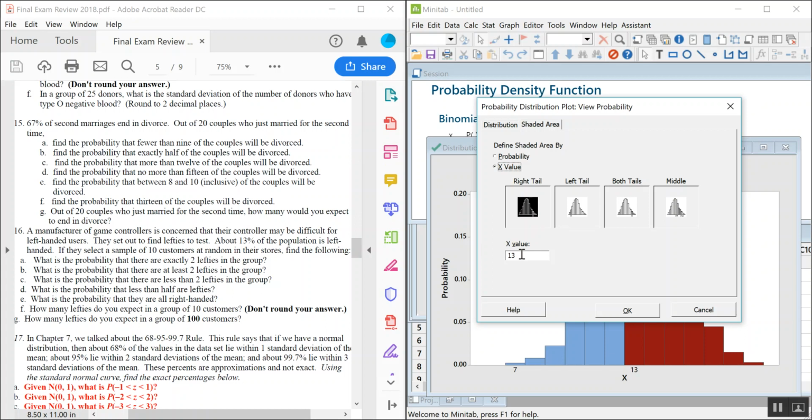So I'm going to do a right tail for that because this is corresponding to greater than or equal to 2. Let's throw 2 in there. Hit our OK.